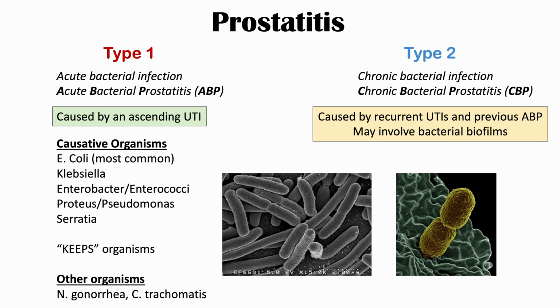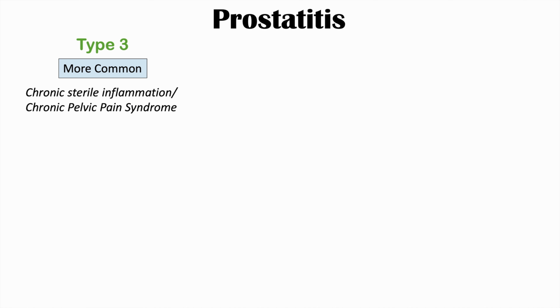So oftentimes what we can see is that in type 2 prostatitis, the prostate gland has been seeded with bacteria that have formed biofilms. Now let's talk about type 3 prostatitis. Type 3 prostatitis is actually the most common type of prostatitis. It is a chronic sterile inflammation or chronic pelvic pain syndrome. It is sterile because there are no bacteria. Bacteria do not cause type 3 prostatitis.